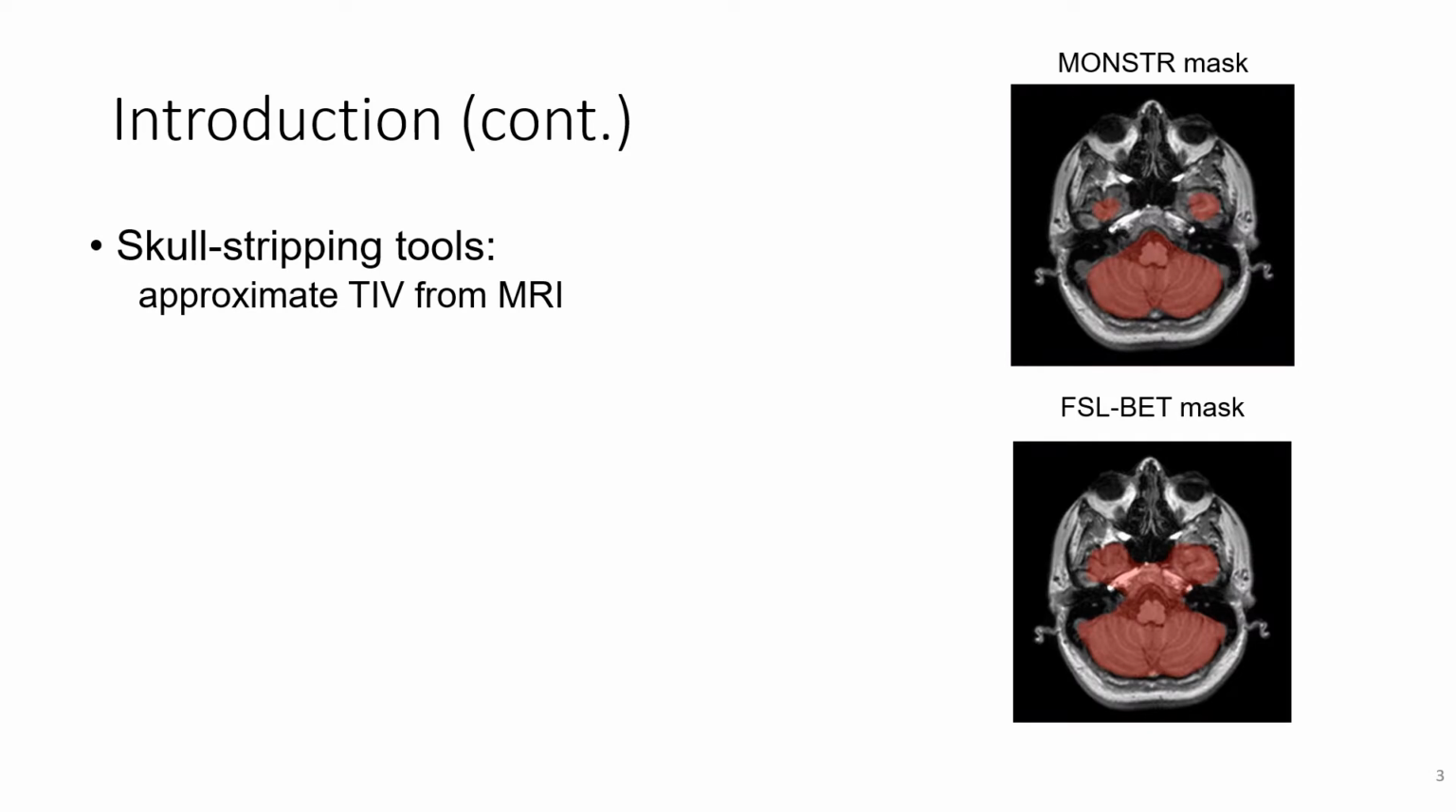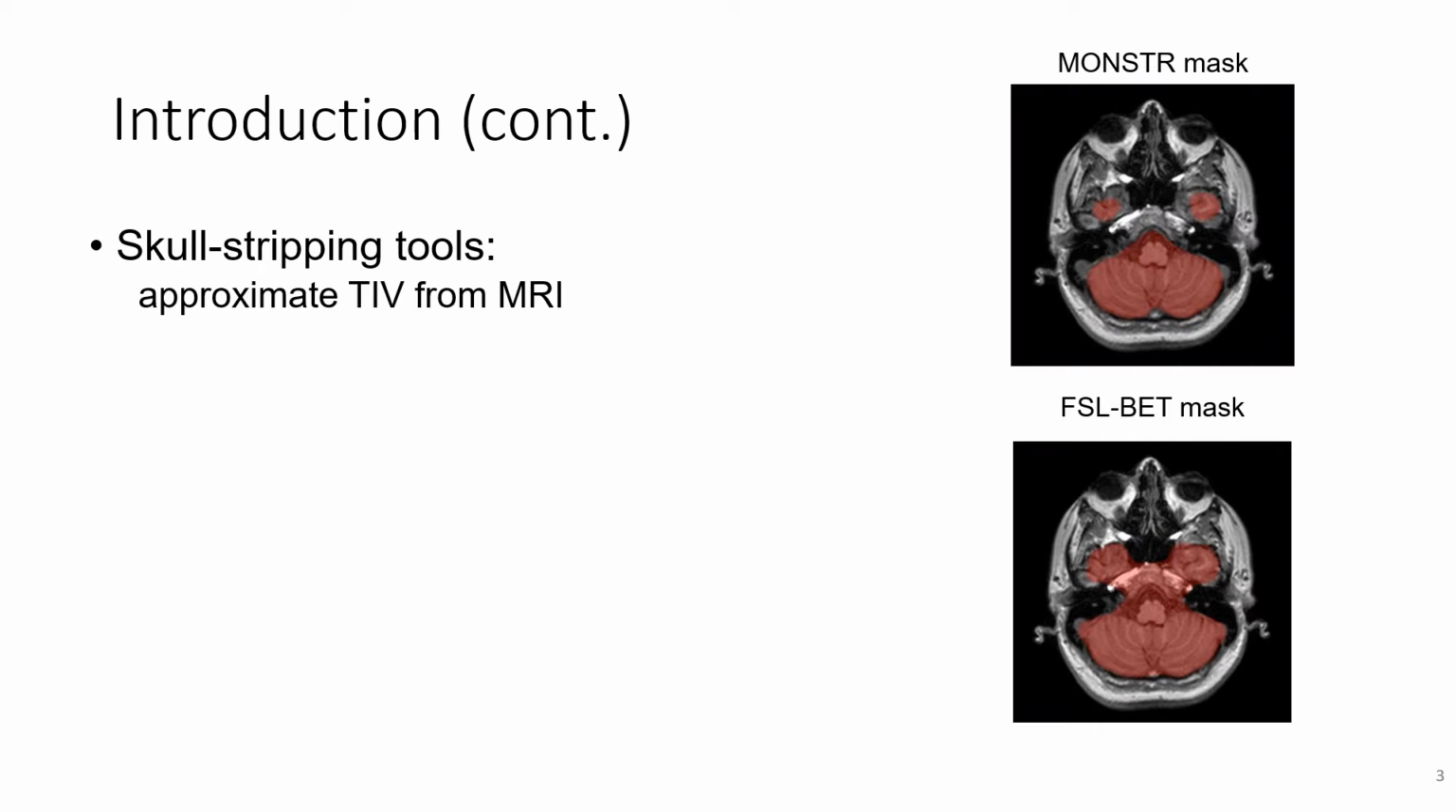Since total intracranial volume is a normalization measure used to reduce variations in brain volumes, it is included in neuroimage analysis pipelines in the form of skull stripping tools. Most of these tools use MRI scans to approximate the intracranial volume by generating a mask. As you can see in the images, we've extracted masks from the Monster and BET algorithms. These masks have been superimposed onto the T1 weighted MR.